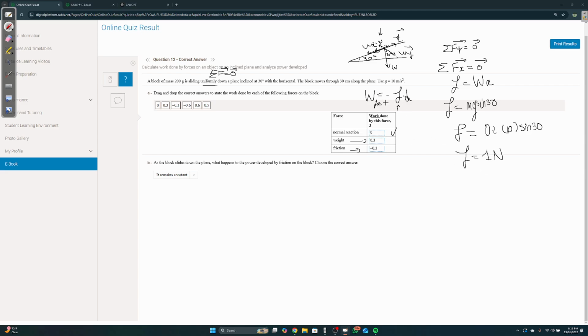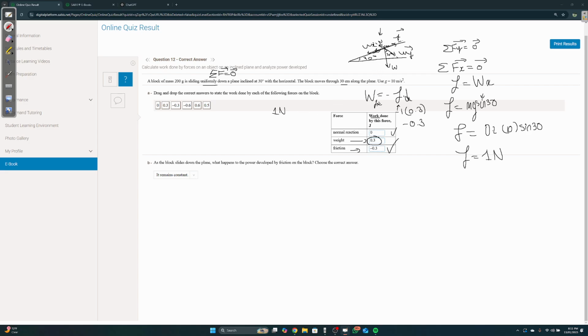Okay, so negative, the force of friction, 1, times the distance, which is 0.3 meters. So it's going to be negative 0.3. So the friction is negative 0.3. The weight, however, will be mg sine 30. The force of it is mg sine 30, right? Which we found to be 1 Newton.